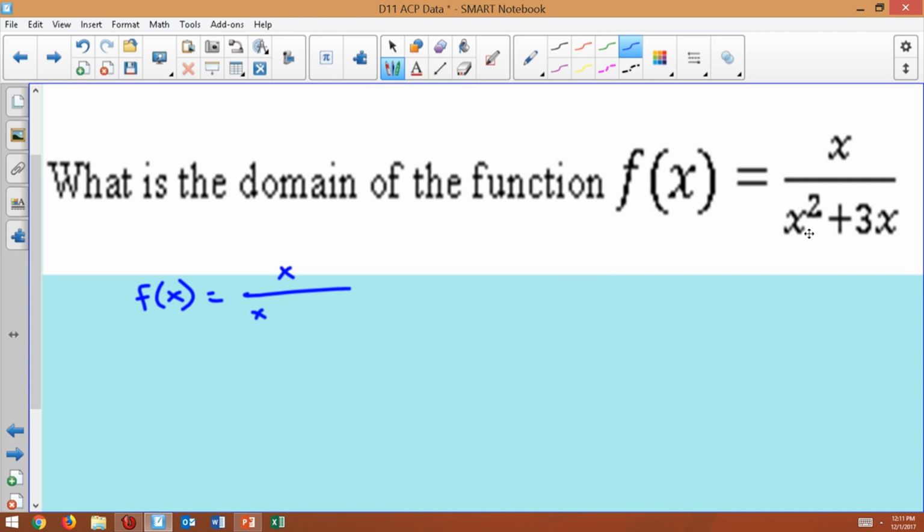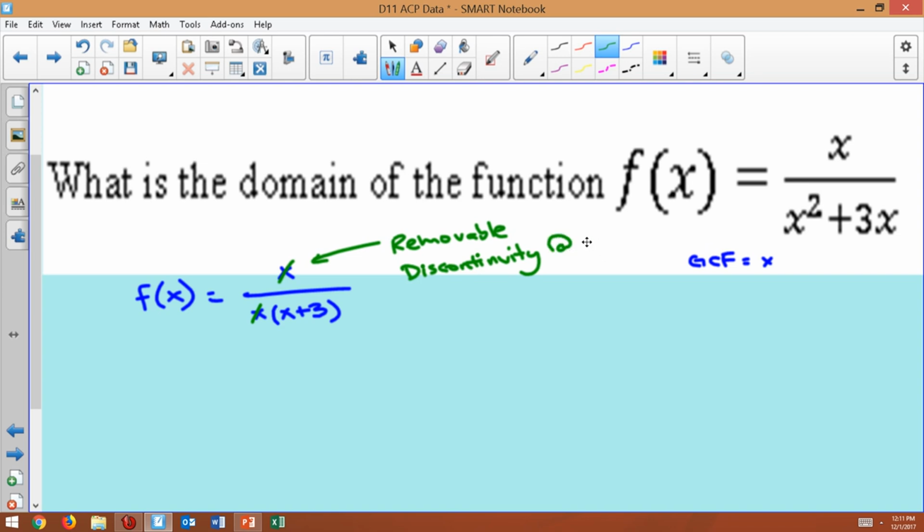I see that there is a GCF here of x. They both share an x. So if I pull out an x there, it's like reverse distribution. I'm left with x plus 3. When you do this, we can see that these x's cancel, and that means we have a hole or removable discontinuity at that spot. Now, since x is by itself, it would be at x equals 0 that we have that hole or removable discontinuity. I forgot to put hole there.